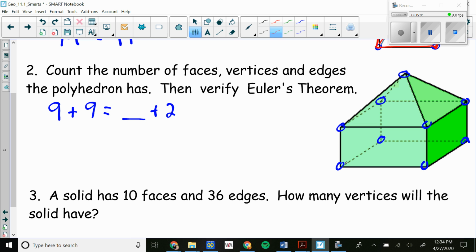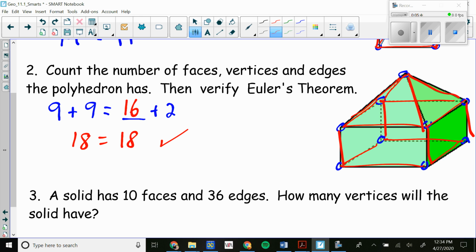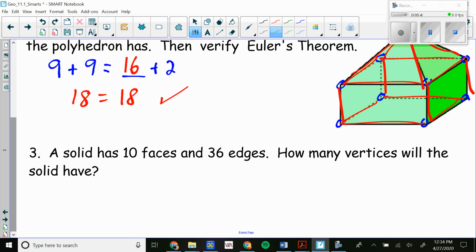Again in red, let's see if we can figure those out. 1, 2, 3, 4 going that way. 5, 6, 7, 8, 9, 10, 11, 12, and then the slanted ones, 13, 14, 15, 16, and we get 18 equals 18, which is true. Okay, the last one says a solid has 10 faces and 36 edges. How many vertices will a solid have? So let's remember our formula from before, which is faces plus vertices equals the number of edges plus 2.